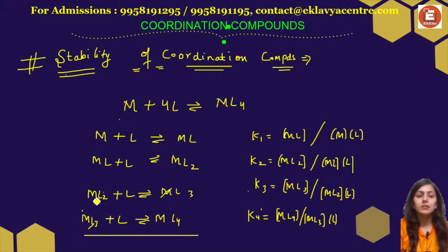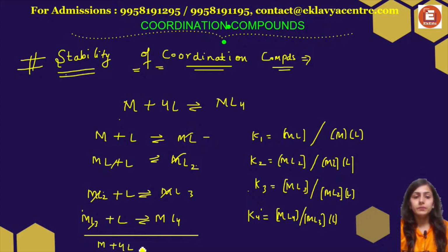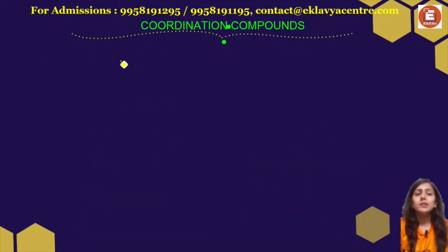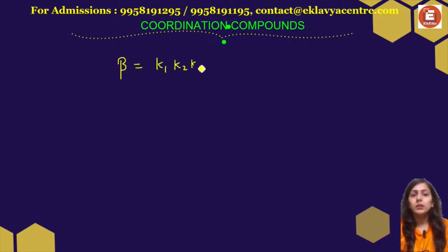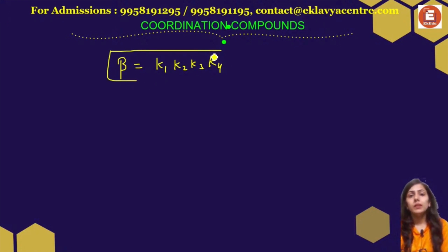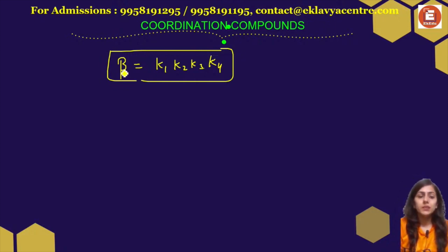these get cancelled, this will get cancelled, this will get cancelled, and we will get the first equation, or initial equation. That is, metal plus 4 ligand gives us ML4. And we can simply write down the overall stability constant by beta, which will be K1, K2, K3, K4. So the overall stability constant we can calculate by multiplying the constants of each and every step.